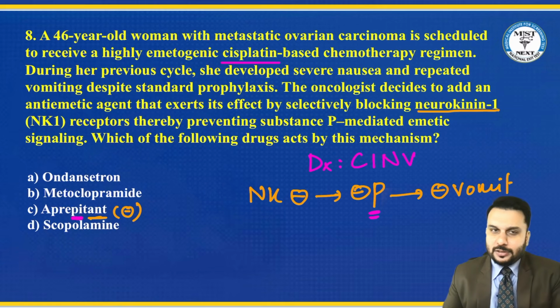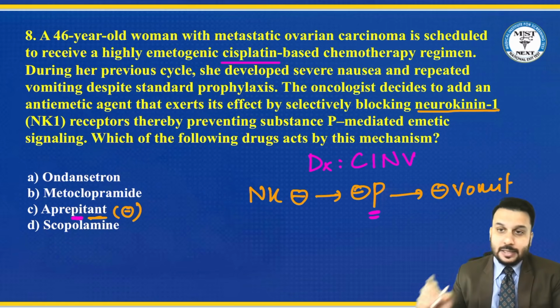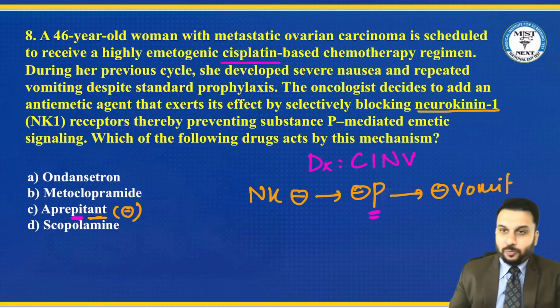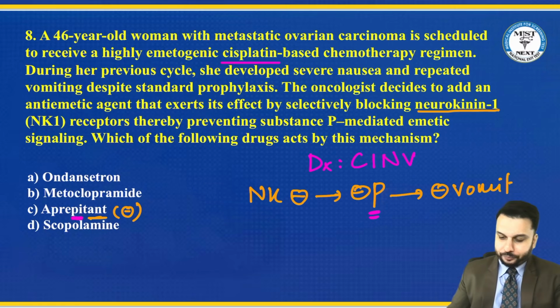Right? Next is ondansetron. Ondansetron is your favorite drug, 5-HT3 blocker. Right? Scopolamine is used for this thing called motion sickness as a transdermal patch, right? So metoclopramide is one more drug that is also an antiemetic. Clear?